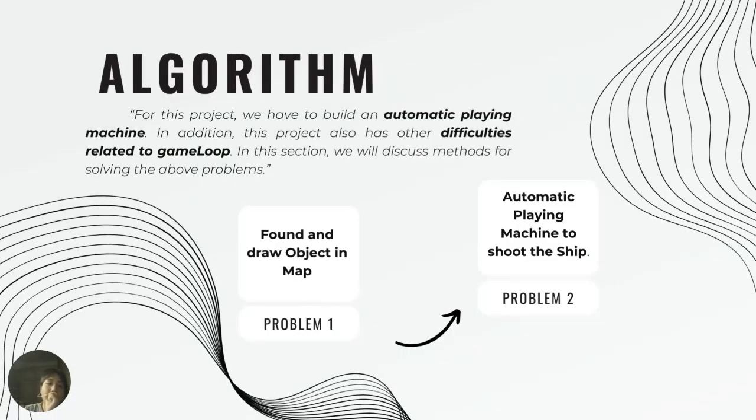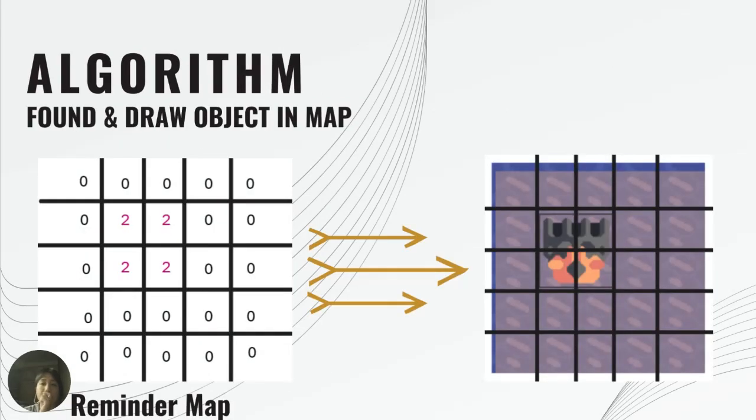We move to the algorithms. For this project, we have to build an automatic playing machine. In addition, this project also has another difficulty related to game loops. In this session, we will discuss methods for solving both problems. Problem 1 is filling and drawing objects on the map. Problem 2 is the automatic playing machine shooting the ships.